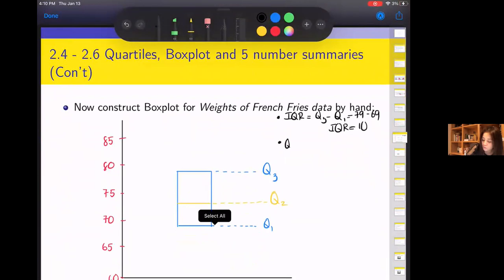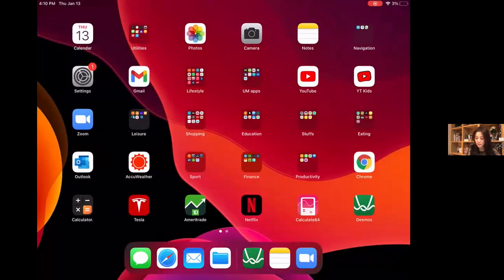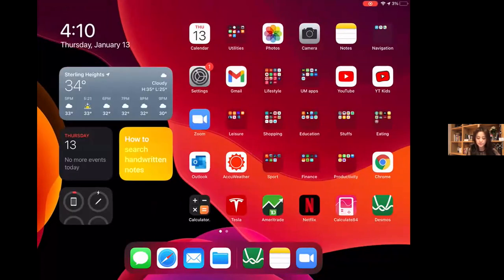So here I have Q1 minus 1.5. Oh, everything just died on me. Today I have my 4 classes. Give me a second. Do it yourself. Q1 minus 1.5 times IQR, which is 69 minus 1.5 times 10. And then the same thing with Q3: Q3 plus 1.5 times IQR. So 79 plus 1.5 times 10.